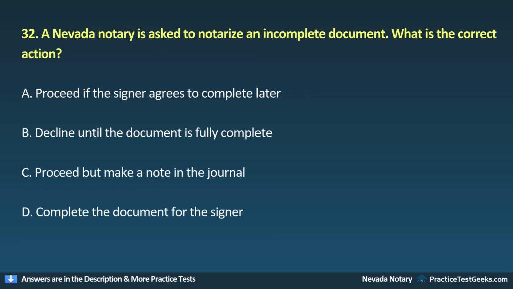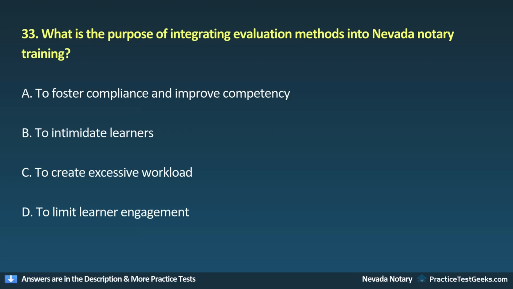32. A Nevada notary is asked to notarize an incomplete document. What is the correct action? A. Proceed if the signer agrees to complete later. B. Decline until the document is fully complete. C. Proceed but make a note in the journal. D. Complete the document for the signer.